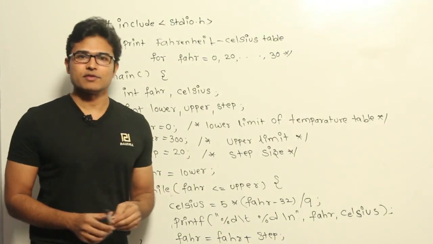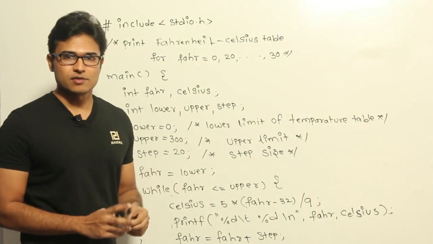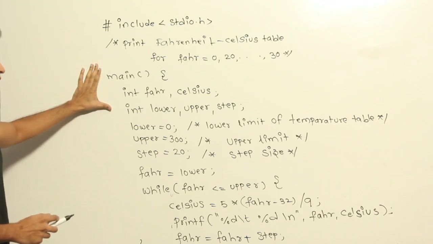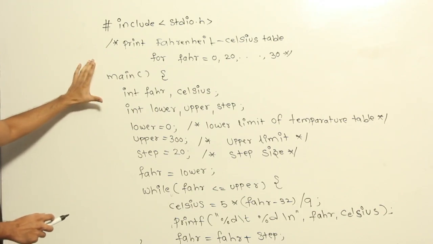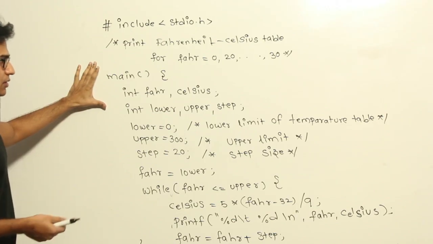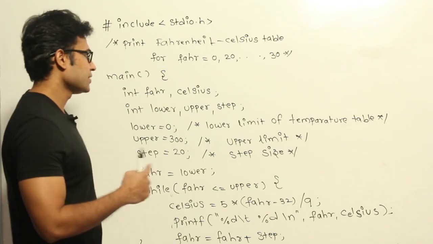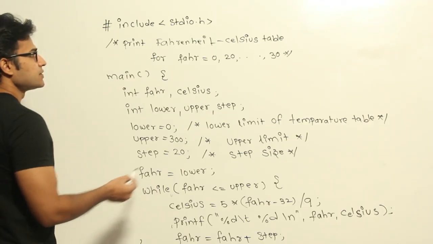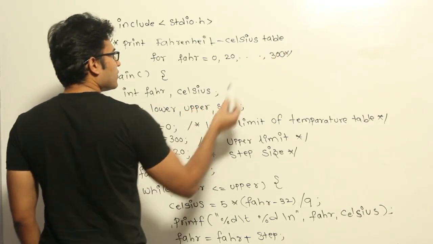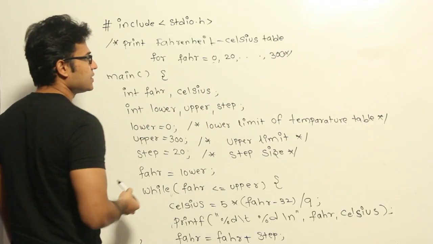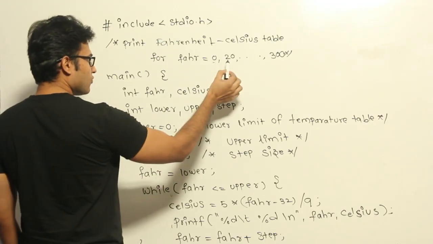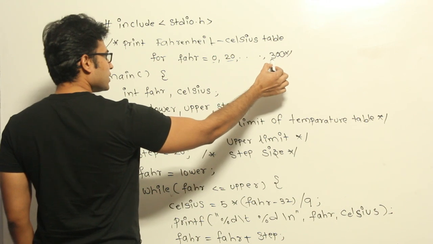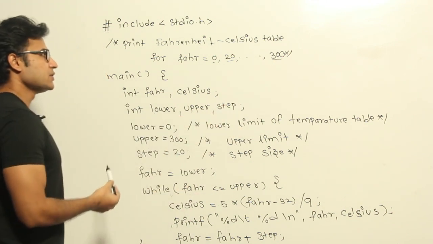Let's see some of the properties of C programming language by taking an example. Now let us assume that this is the program which is written in order to convert a Fahrenheit to Celsius. The temperature which is given in Fahrenheit, let's say we want to convert it to Celsius, and we are going to convert like this. For given Fahrenheit 0, what is its Celsius value, and for the given Fahrenheit 20, what is its Celsius value, and so on. For the given Fahrenheit 300, what is its Celsius value.